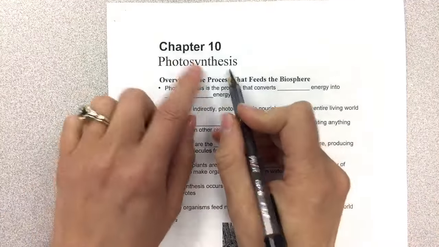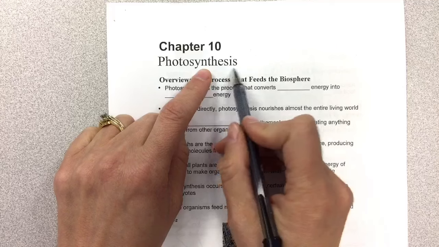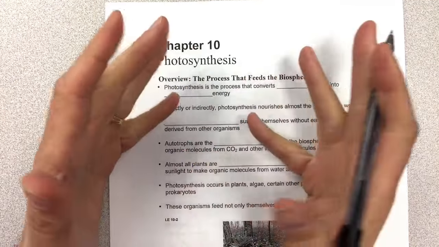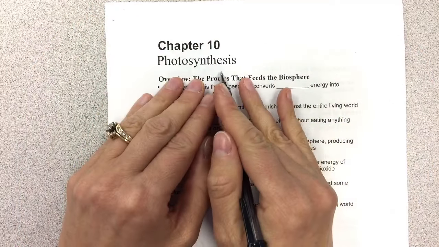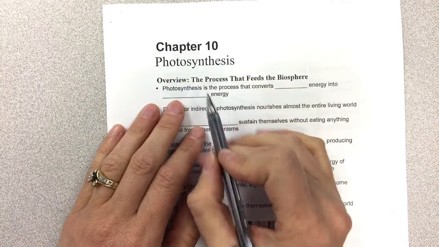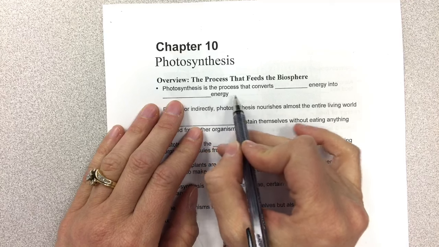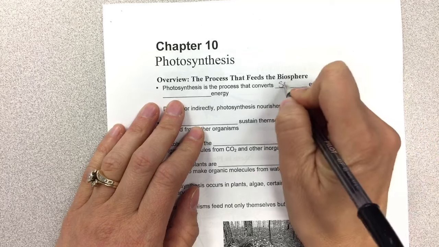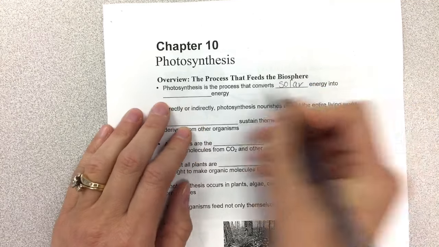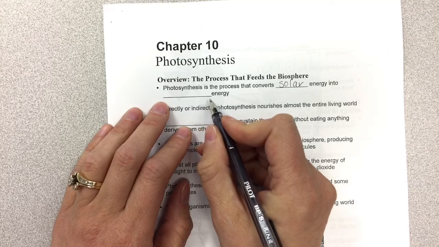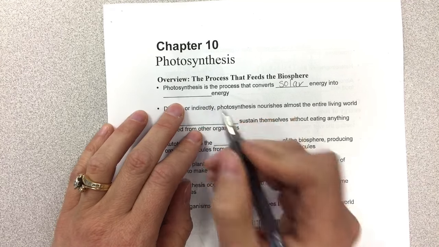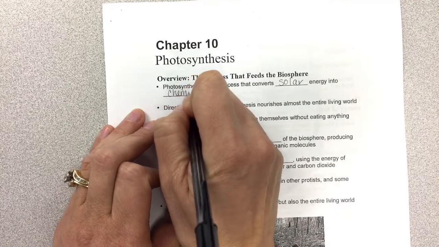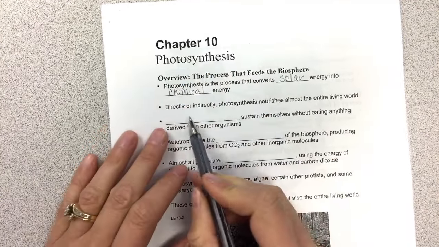Okay, so chapter 10 is all about photosynthesis, which remember is the opposite reaction of cellular respiration. All organisms do cellular respiration, but not all organisms do photosynthesis. So photosynthesis is the process that converts blank energy. What kind of energy? Well, the energy comes from the sun, so that's solar energy, into, remember the whole purpose of photosynthesis was to make what molecule? Glucose. And what kind of energy is in glucose? That's chemical energy. So we have an energy conversion here.